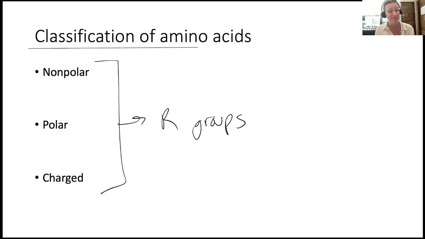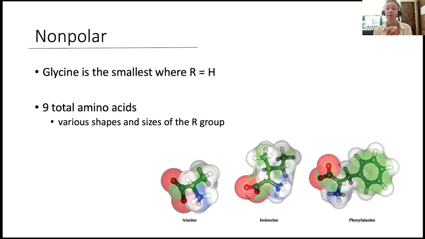And in this class, we really focus in on those R groups, and we don't talk quite as much about the backbone. Let's start with nonpolar amino acids. There's a variety of nonpolar amino acids. Some are tiny, some are huge. Glycine is the smallest, where the R group is simply hydrogen. There are 9 total nonpolar amino acids. They come in various shapes and sizes.